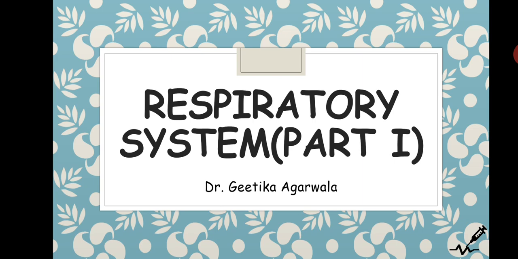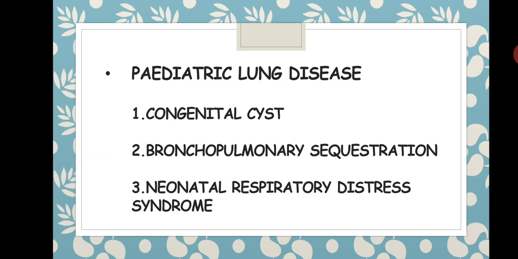This is part 1 of the respiratory system. As you all know, the respiratory system is a big chapter. So in this we'll study the following topics. In this we'll study the pediatric portion of lung disease. It has the following 3 topics in the present slide: congenital cyst, bronchopulmonary sequestration, and neonatal respiratory distress syndrome.